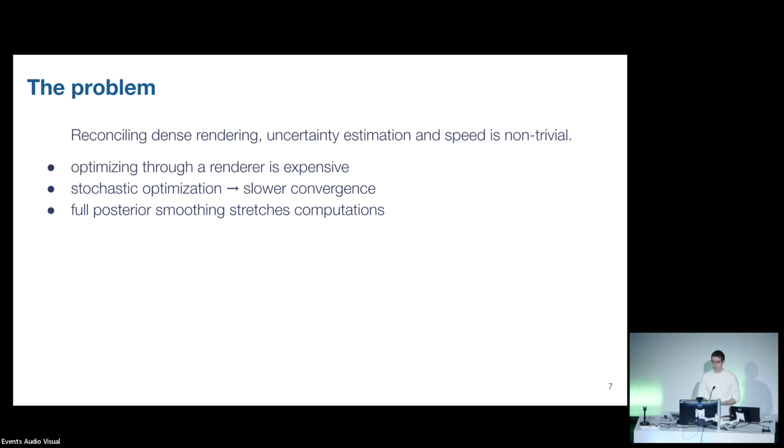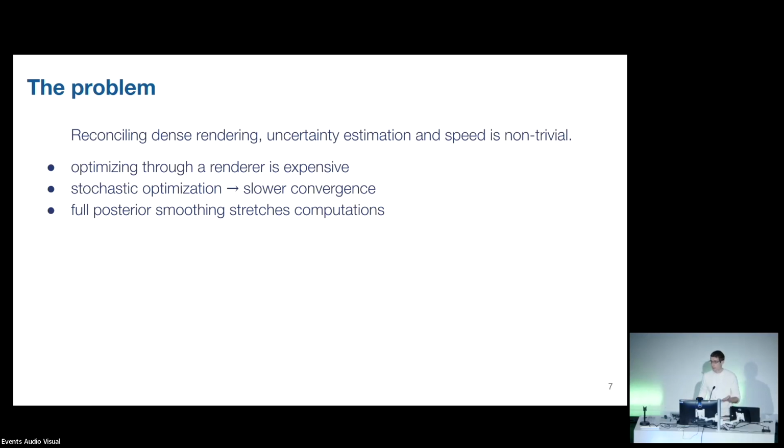To infer such models, we really need to reconcile rendering, uncertainty, and speed. And this is not trivial because rendering in general is quite expensive. If you look at NeRF, even the latest developments are still pushing the envelope a little bit in terms of what you can do. And they're only doing point estimates for the maps that you obtain.